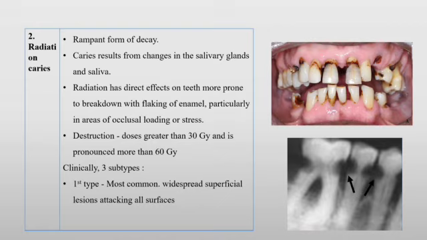Radiation has a direct effect on teeth, making them more prone to breakdown with flaking of enamel, particularly in areas of occlusal loading or stress. The destruction is seen with a dose greater than 30 Gy and is pronounced when the teeth receive more than 60 Gy. Clinically, there are three types of radiation caries. The most common is widespread superficial lesions attacking buccal, occlusal, incisal, and palatal surfaces.